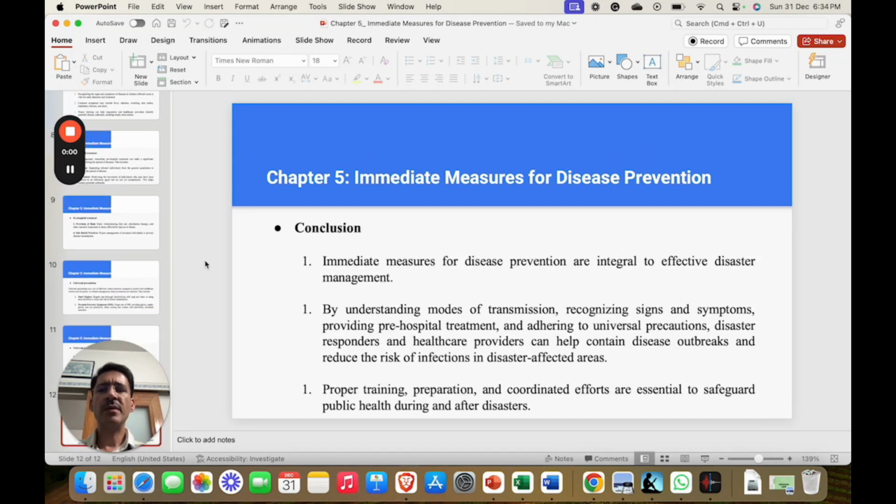Let's conclude. Immediate measures of disease prevention are integral to effective disaster management. By understanding modes of transmission, recognizing signs and symptoms, providing pre-hospital treatment, and adhering to universal precautions, disaster responders and healthcare providers can help contain disease outbreaks and reduce the risk of infections in disaster-affected areas. Proper training, preparation, and coordinated efforts are essential to safeguard public health during and after disasters.